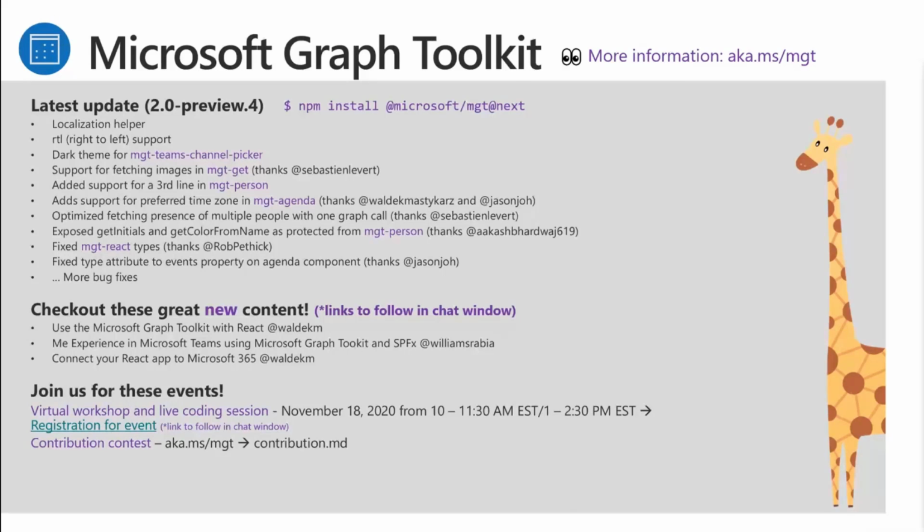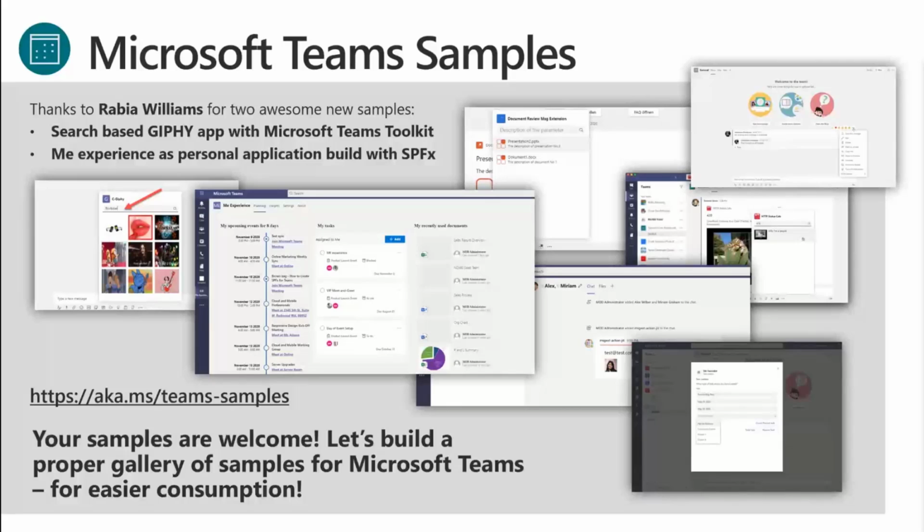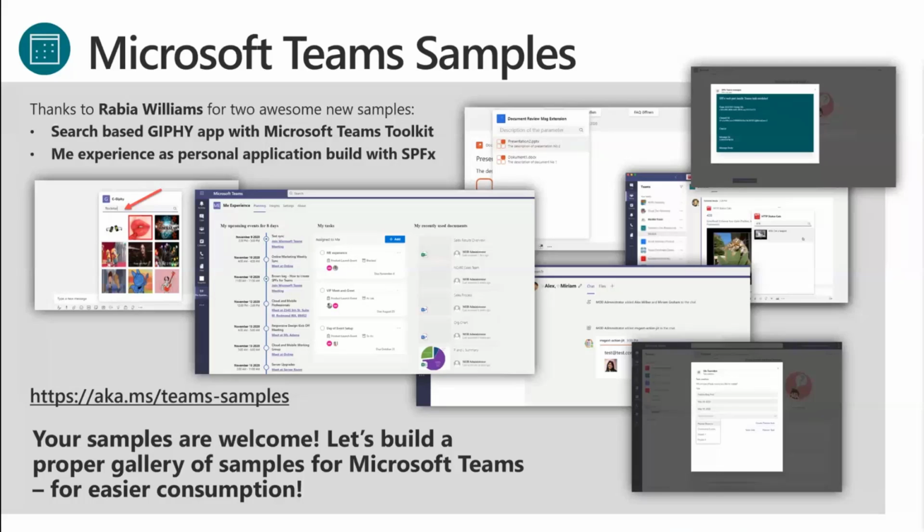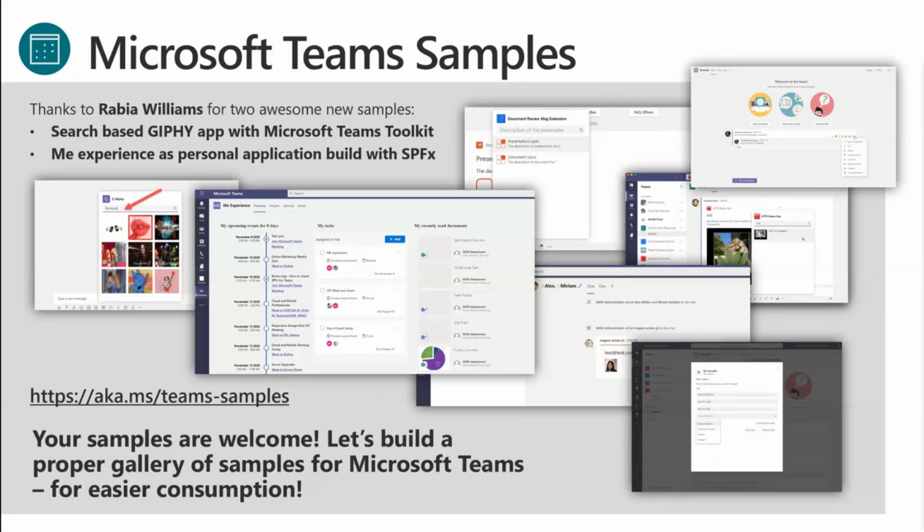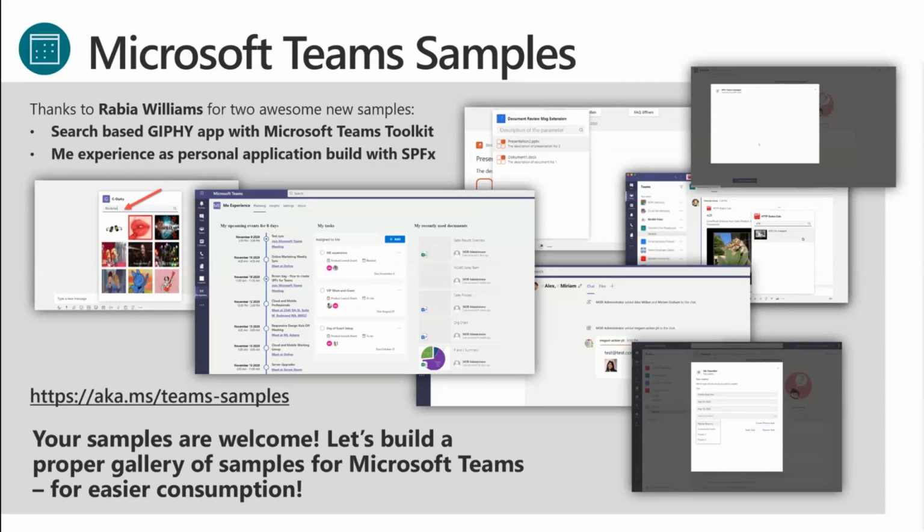And then a quick recap on the Microsoft Teams samples. Like mentioned already when we started, we have a specific gallery for Microsoft Teams samples, at aka.ms/teams-samples. And there are two new, really cool samples now available, which is the search-based GitHub app with Microsoft Teams Toolkit. So implemented using Microsoft Teams Toolkit. And that shows really how to integrate with GitHub.